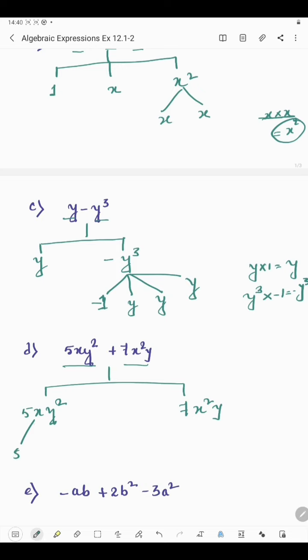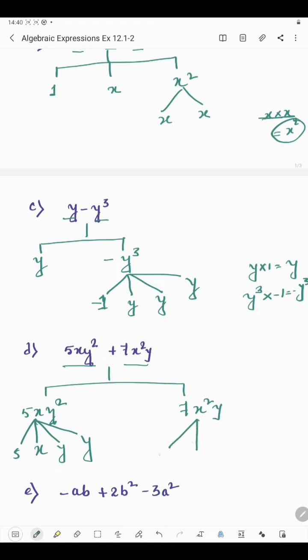First is 5, then 1 time x is present. At first we will write the number. Okay, so here we have 5, then x, and y is present twice, so 1, 2. So 5 into x into y into y is 5xy square. So we have got this term by multiplying all of these. These are the factors of 5xy square. Okay, now we will write the factors of 7x square y.